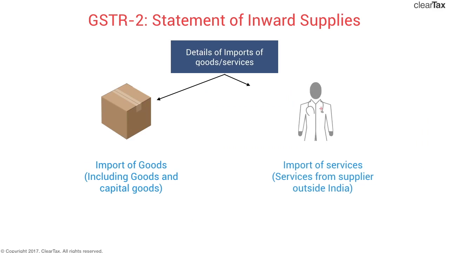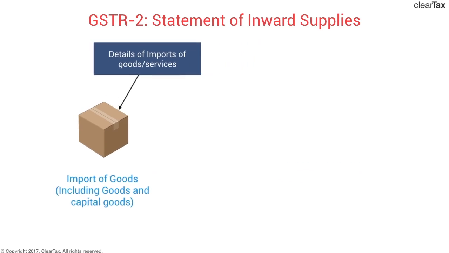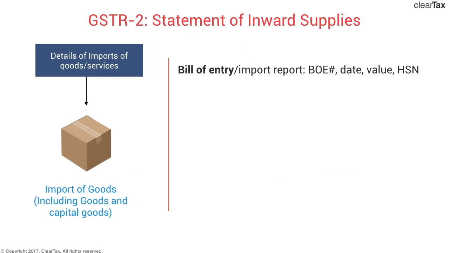Import of goods, import of services. There is slight difference in the details that are asked for these two, so we'll split it and we'll check out the details relating to import of goods. When we talk about goods, we are going to talk about the normal supply of goods as well as capital goods. In this section, the details that the recipient will have to fill in is the bill of entry.